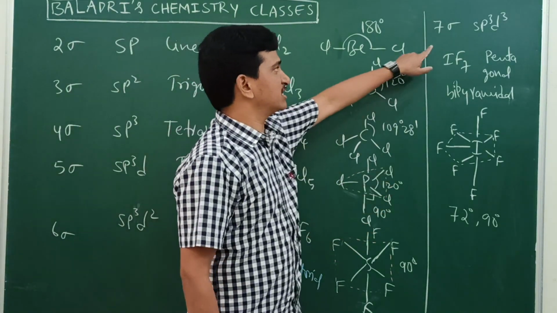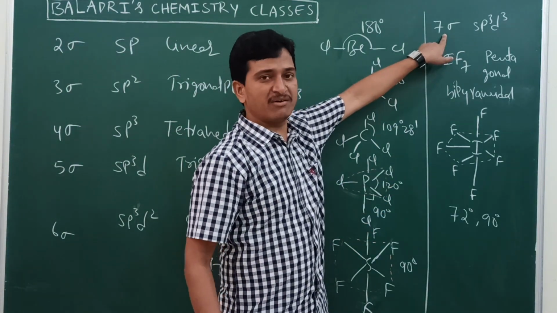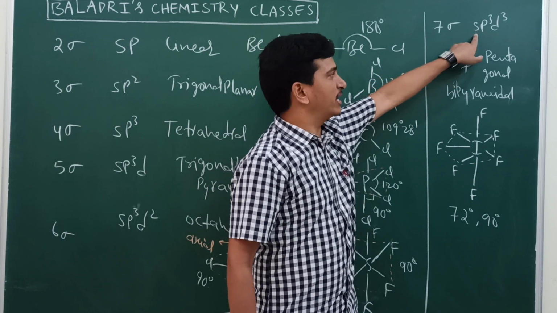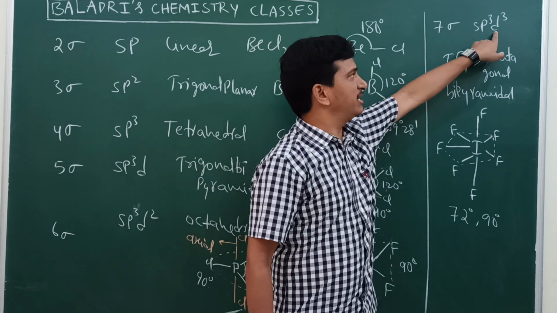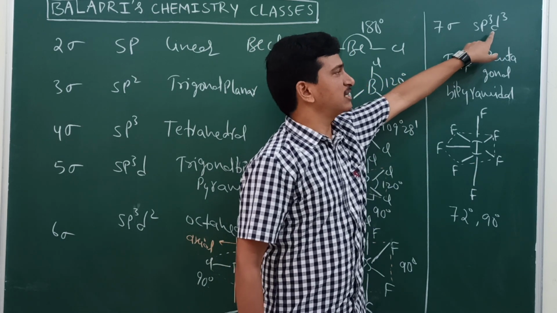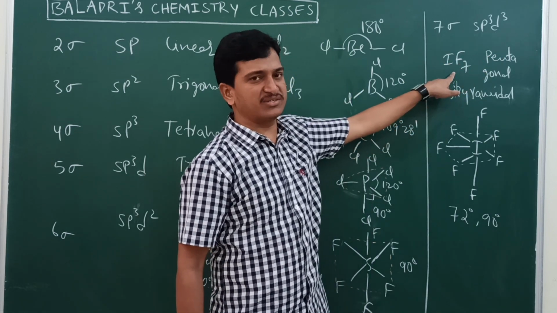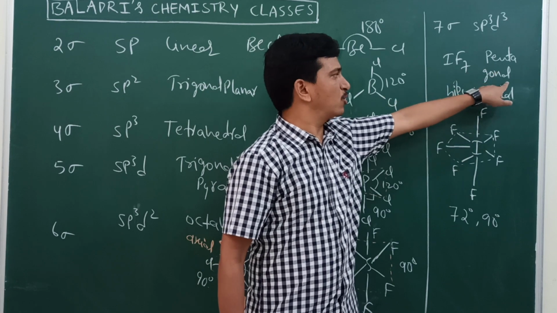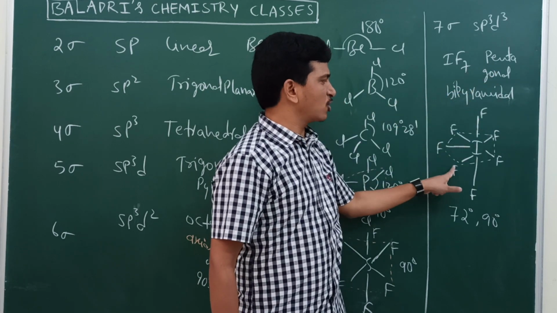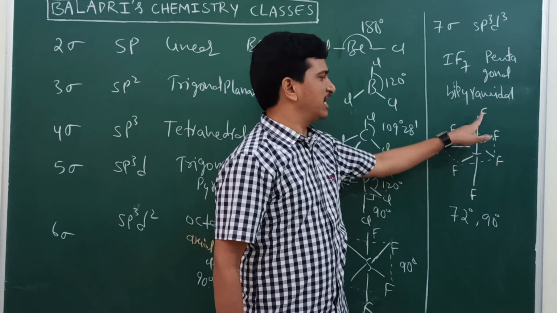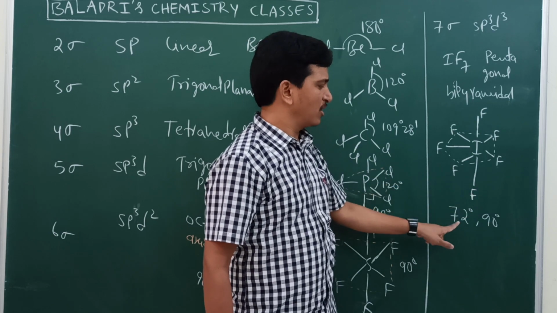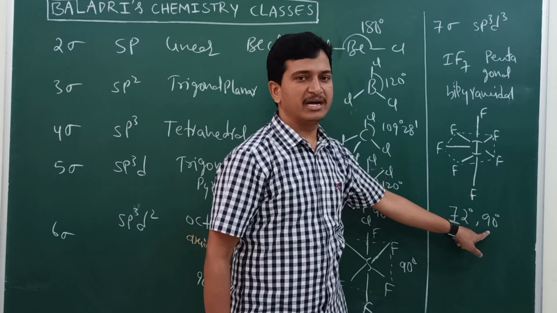Now you can come to the last example. If 7 sigma bonds are there, 7 orbitals should participate in the hybridization: 1 s orbital, 3 p orbitals, 3 d orbitals, total 7. That hybridization is called sp3d3 hybridization, and the example is IF7. The shape is pentagonal bipyramidal. 5 bonds are occupying the corners of the pentagon, one is above the plane, and the other one is below the plane. Now the bond angles are 72 and 90.